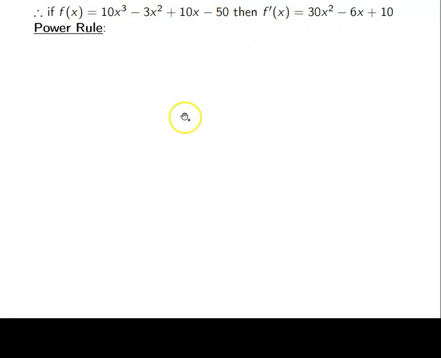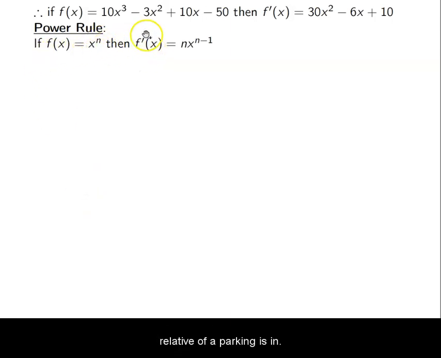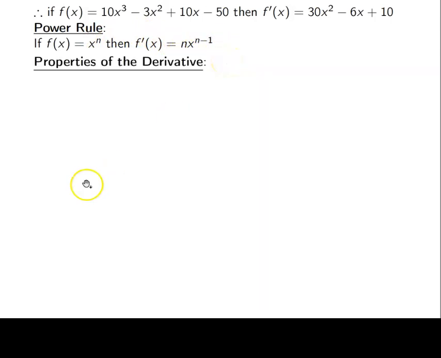Okay. So this gives us what's called the power rule, right? If my function is a power function, x to the n, then the derivative of a power function is n x to the n minus 1 power. Okay. So now let's talk about properties of the derivative.